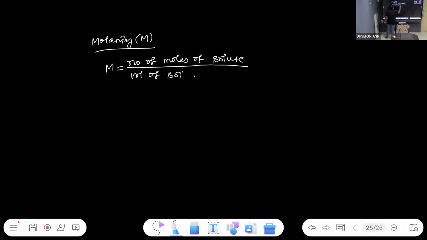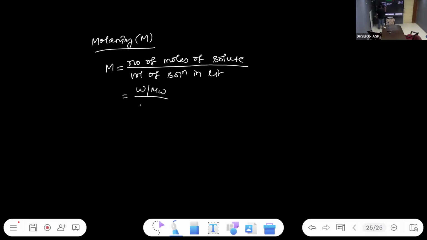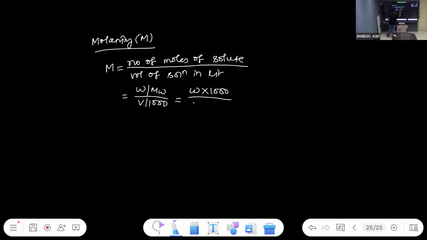So mathematically, write: molarity is the number of moles of the solute divided by volume of solution in liter. Number of moles can be given mass upon molecular mass, and volume is V upon 1000. You can write W into 1000 divided by MW into V.